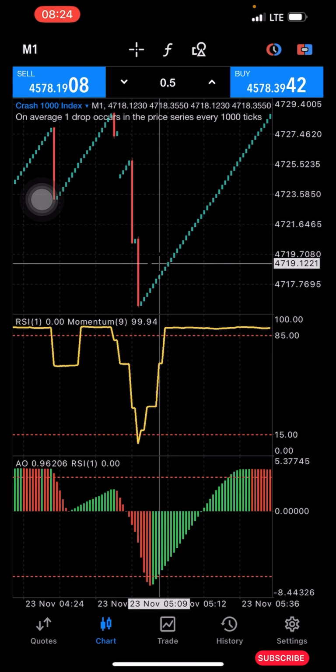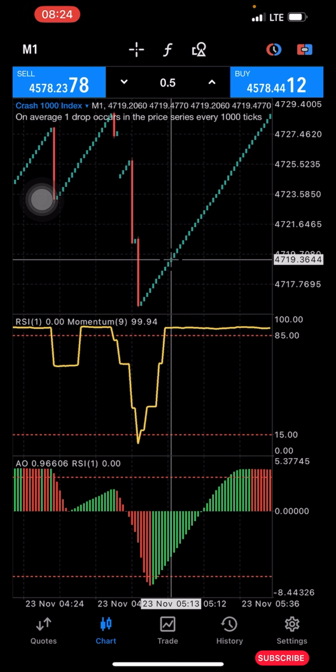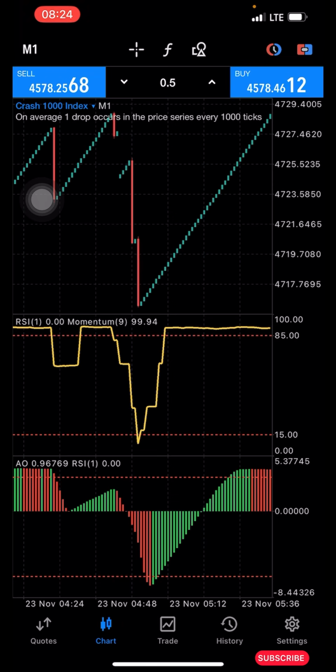This is Crash 1000, so you are going to buy and you hold for like 5 to 10 candles. But in order to be safe, I will advise you just take 5 candles. You pick 5 candles from the market and then you exit, and you look for the next opportunity to present itself. That's how simple the strategy is.